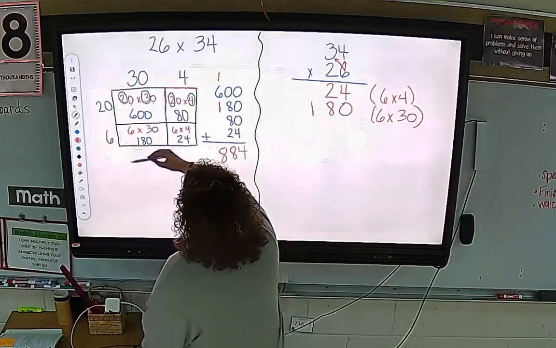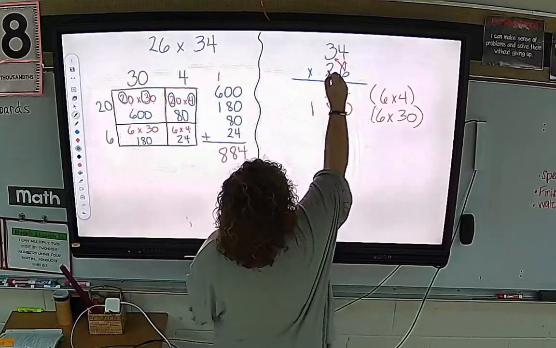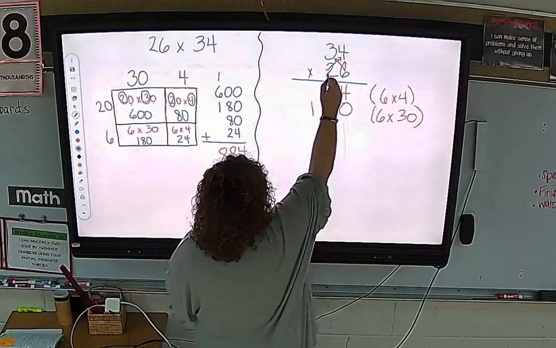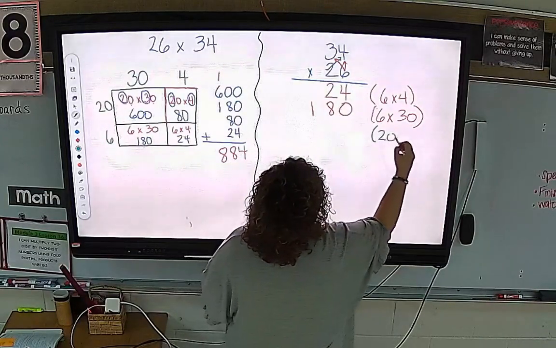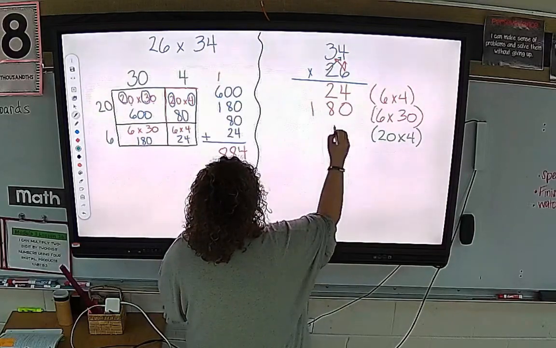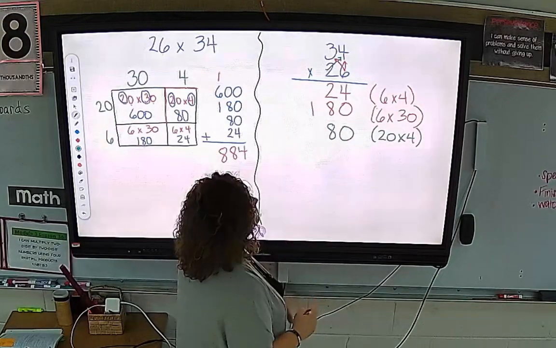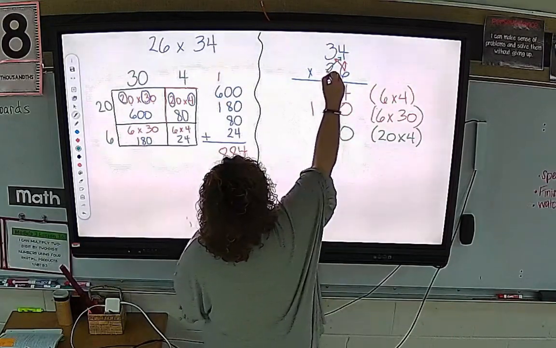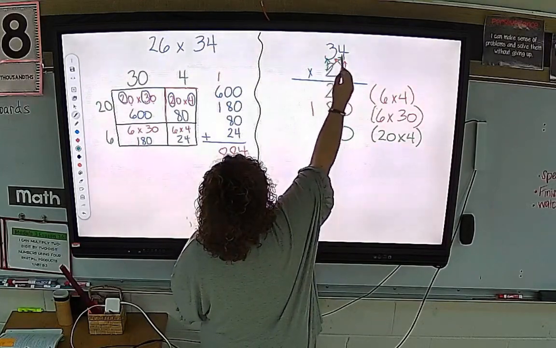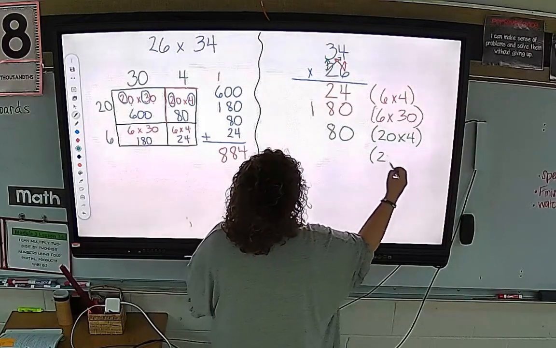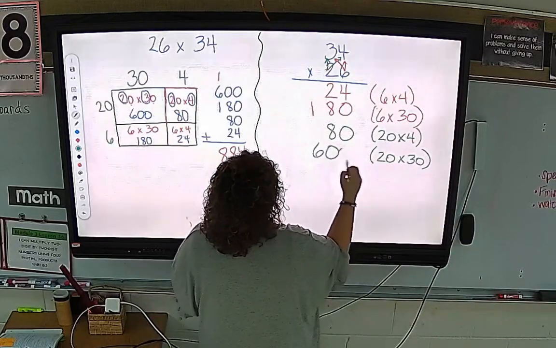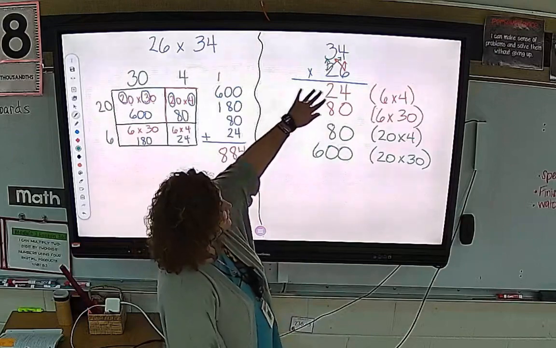Okay, now we are ready to look at the 2. The 2 is going to go to the 4 first. But it's not actually a 2. What is that? 20. It's a 20 times 4. And the answer is 80. And then this 2, which is really a 20, is going to go here. This is a 20. What is this actually? A 30. So it's 20 times 30. 600.